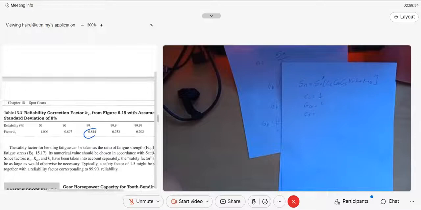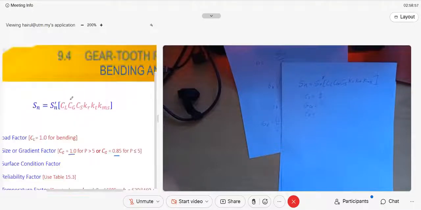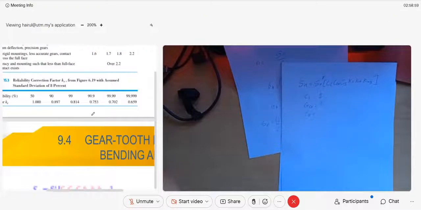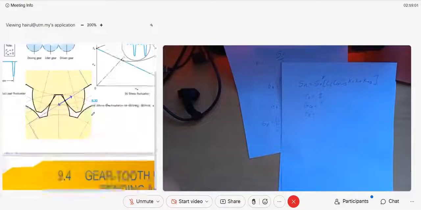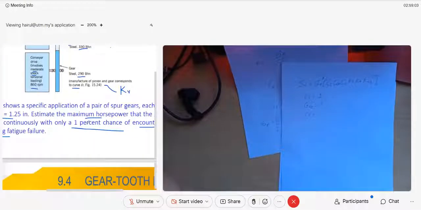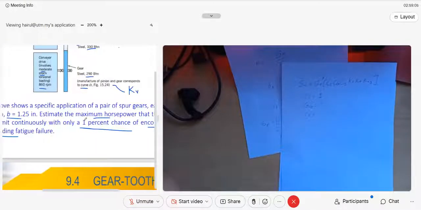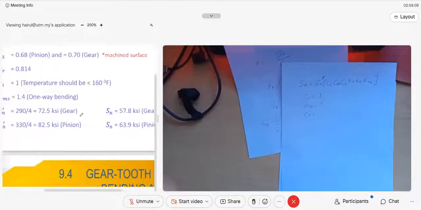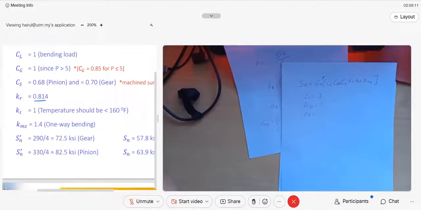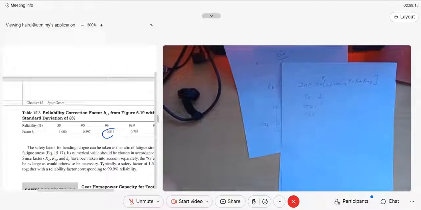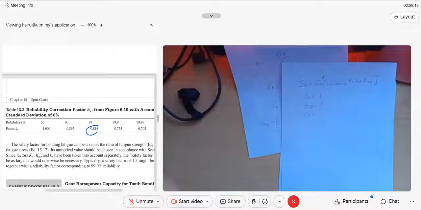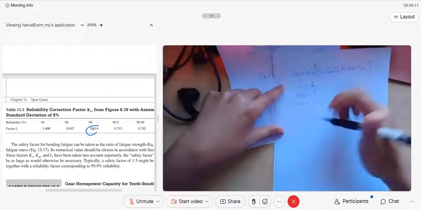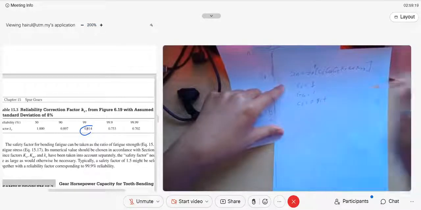Okay, 99%, right? It stated that 1% of encountered tooth pain. So it means 99% reliability. So KR is 0.814, from table 15.3. KR at 99% is 0.814.